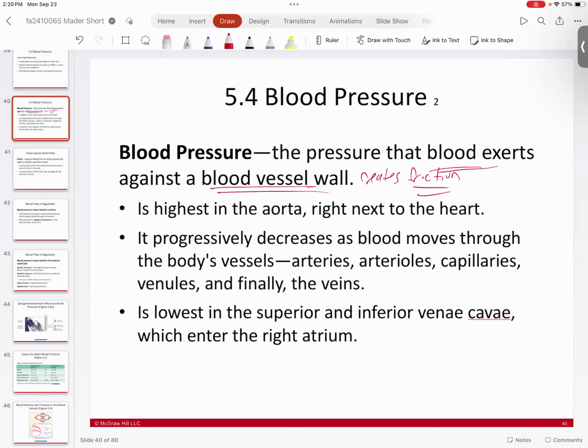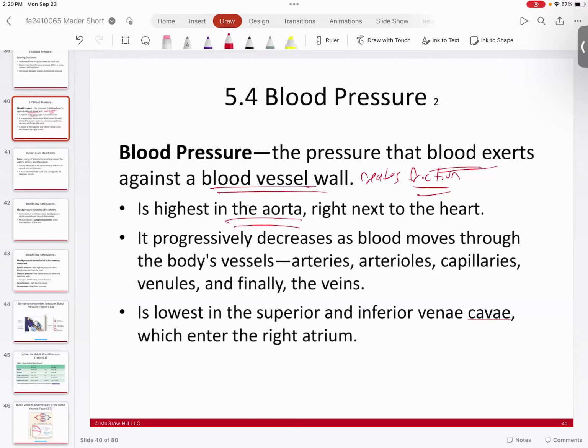Now, generally speaking, your blood pressure is going to be the highest in your aorta. It makes sense, right? Because this is right at the doorstep of the heart. And this is basically where you just came out. Kind of like if you think about drinking from a fire hose, right? The highest pressure water is going to be where? Right at the nozzle, right? So you don't want to drink water from a fire hose right at the nozzle. It's going to rip your face off, right?